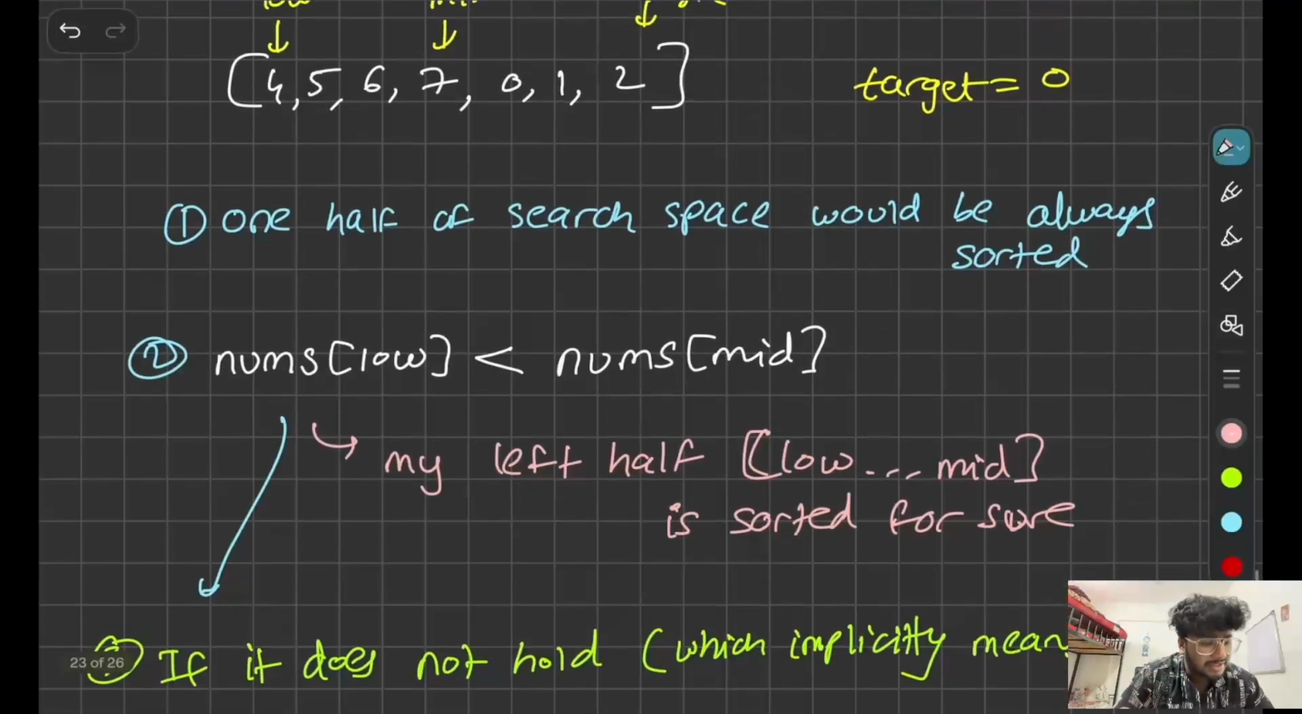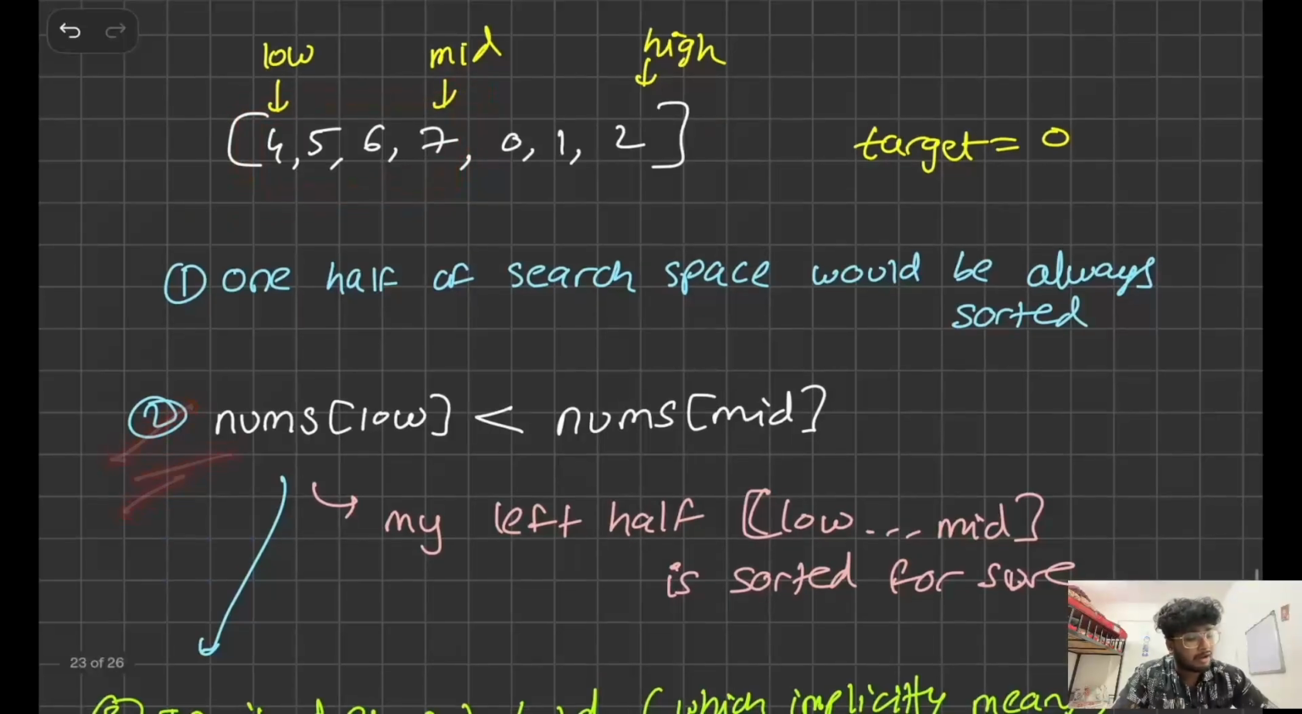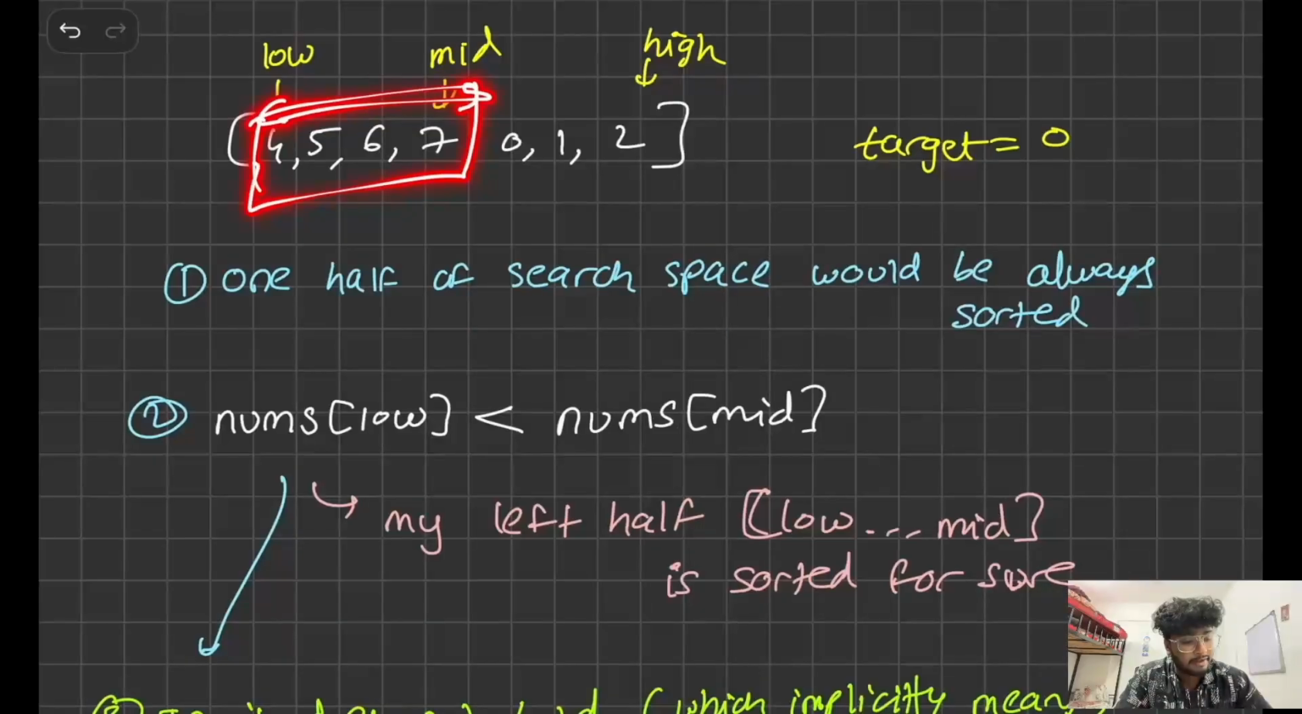So let's come back to our example. I will check, is my mid equal to target? Is my 7 equal to target? No. Then I would have to eliminate one half. Now I have deduced by checking this condition that my nums of low is lesser than nums of mid, which means that this half from low to mid is sorted. For our convenience this time, our right half is also sorted, but the left half is sorted for sure. We can consider the other half unsorted for now.